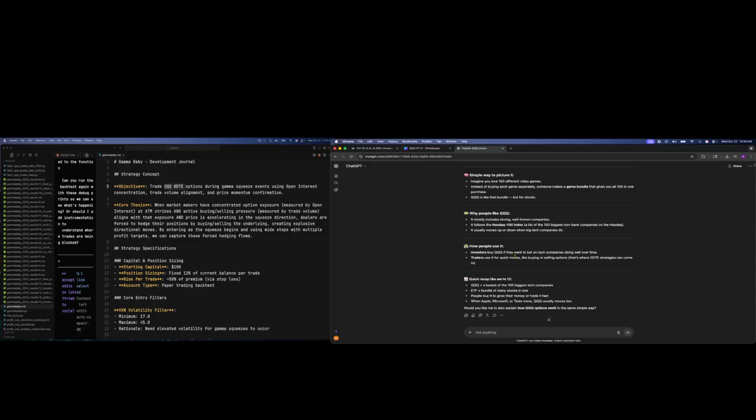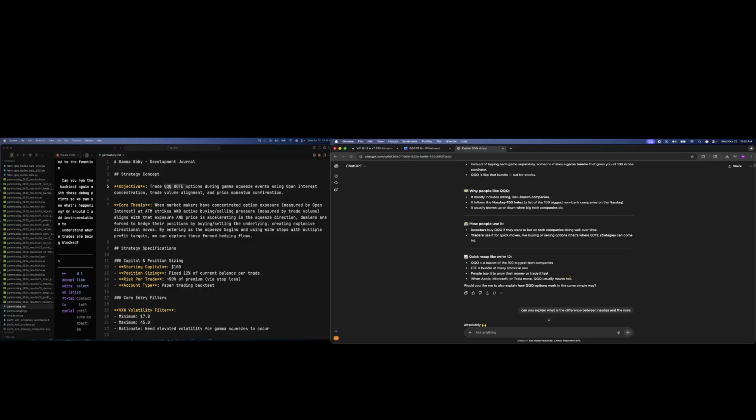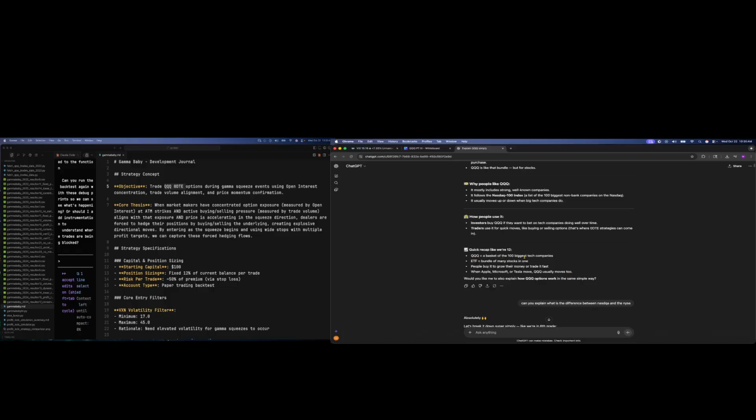Investors buy QQQ when they want to bet on tech companies doing well over time, or traders use it for quick moves like buying or selling options. They're usually 0 DTE. Remember that 0 DTE is 0 days to expiration. So, quick references: QQQ is a basket of the 100 biggest companies. It's an ETF, which is just another way of saying a bundle of many stocks in one. People buy it to grow their money or to trade it fast. When Apple, Microsoft, or Tesla moves, QQQ moves too.